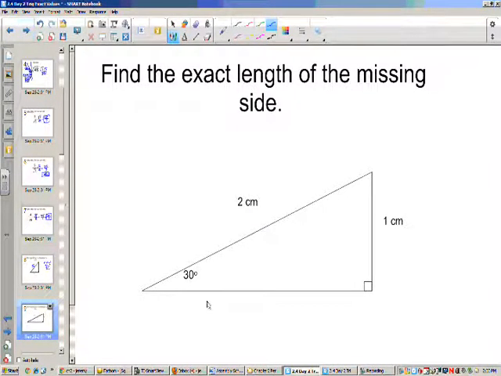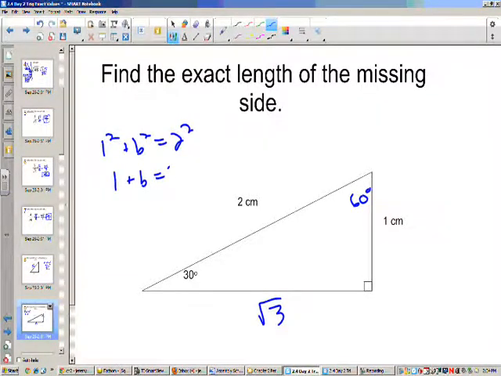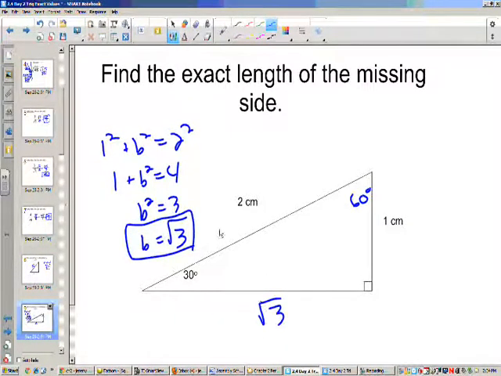Now this is a 30, 60, 90. If we know that's 30, 90, this has to be 60. And if that's 2, that's 1, and this side is going to be the square root of 3. This is also something you need to memorize. The short side is always half of the hypotenuse, and the short side times the square root of 3 is the other leg. Again, if you forget this, and you know these two sides, you can do 1 squared plus b squared is equal to 2 squared, or 1 plus b squared is equal to 4. Subtract 1 on each side, and b squared is 3, or b will be the square root of 3. So if you forget this triangle, and you know the two sides at least, you can always find the third.